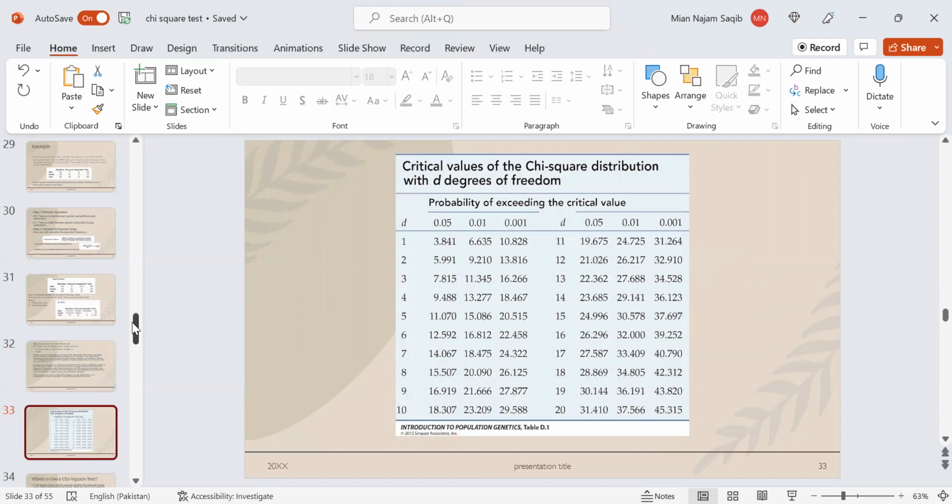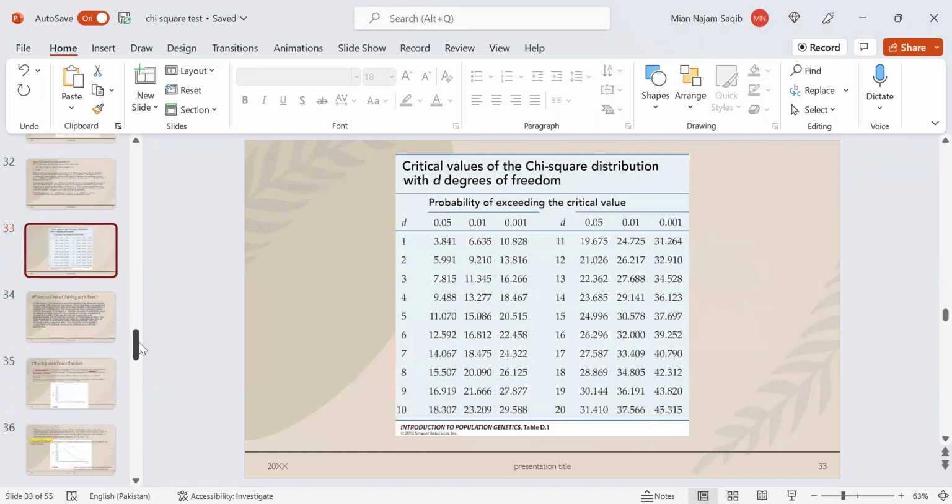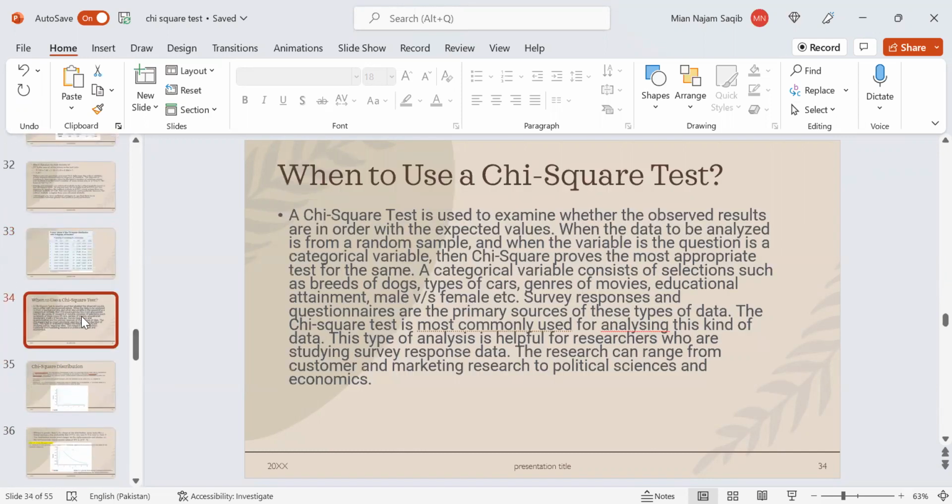The critical values of the chi-square distribution with d degrees of freedom. When to use a chi-square test? A chi-square test is used to examine whether the observed results are in order with the expected values. When the data to be analyzed is from a random sample, and when the variable is a categorical variable, then chi-square proves the most appropriate test.